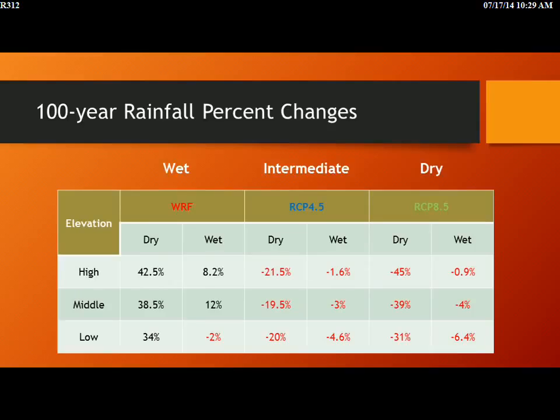There is a big disagreement in rainfall, and so I've lined these up as three different scenarios. The wet scenario, which is the WRF model, predicts that things are basically just going to get wetter at all elevations in the future. The RCP 4.5 indicates that things are going to get drier. Potentially, they're going to get much drier in the dry season and less so in the wet season. And then the RCP 8.5 says things are just going to get even drier than that.